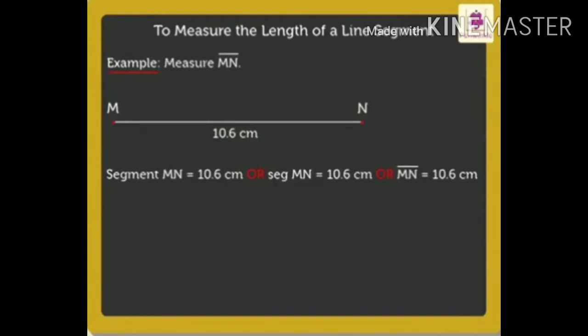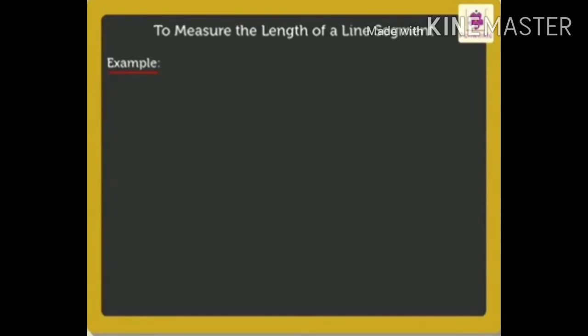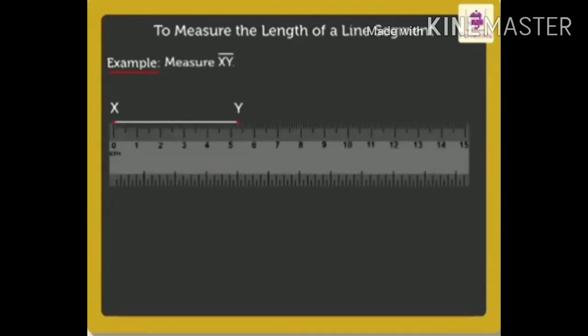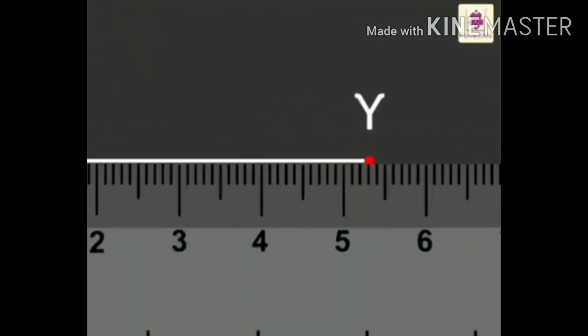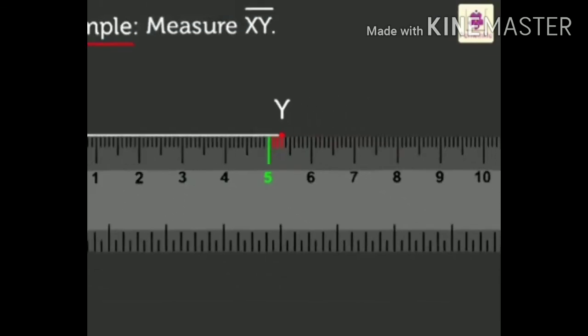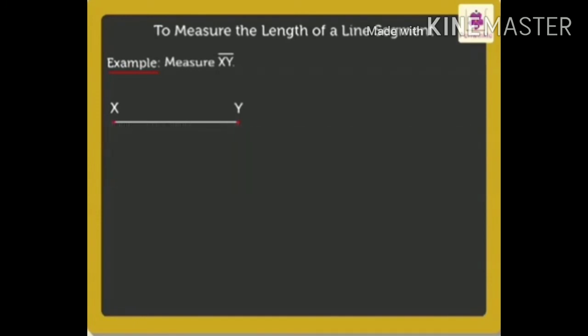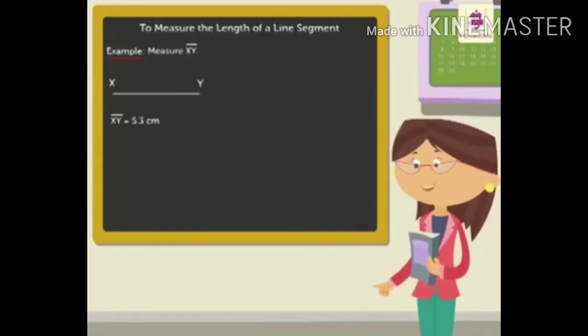Now let's solve another example. Measure the line segment XY. Thus, we say line segment XY is equal to 5.3 centimeters. It was so easy drawing and measuring line segments.